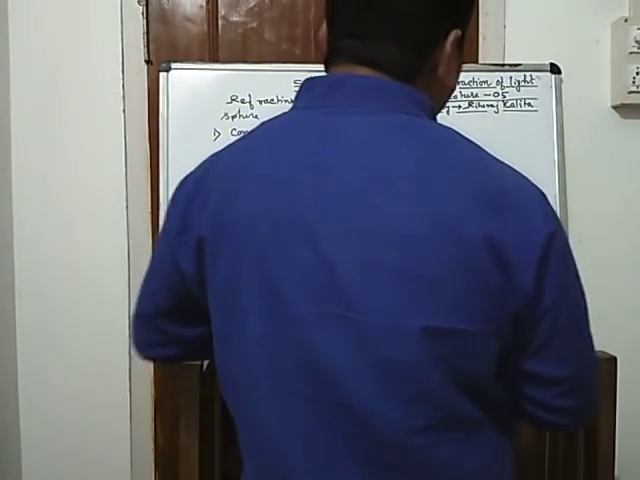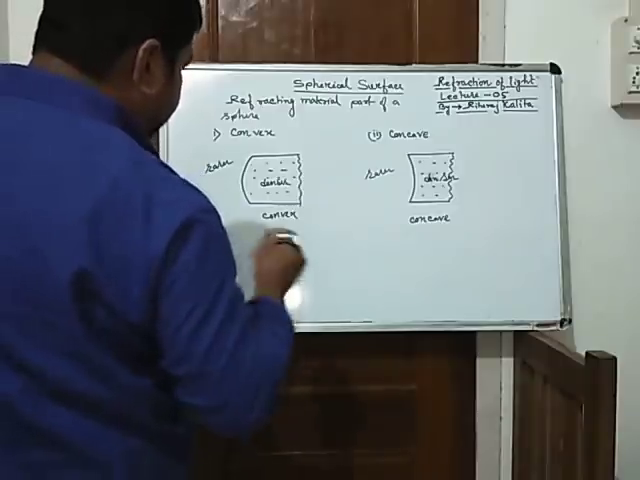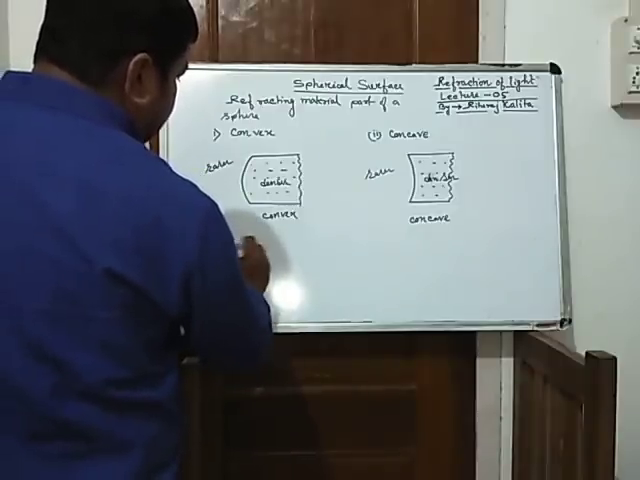So the first one is definition related with spherical surface. First one is pole.